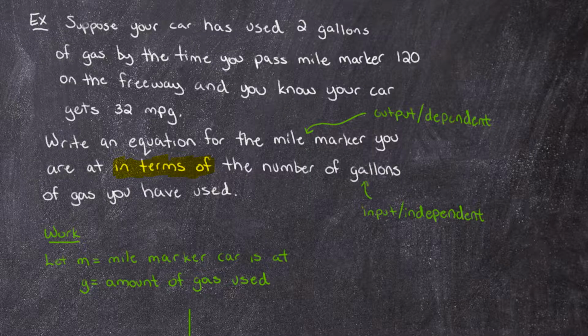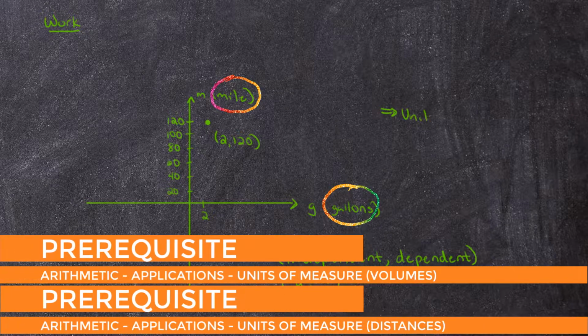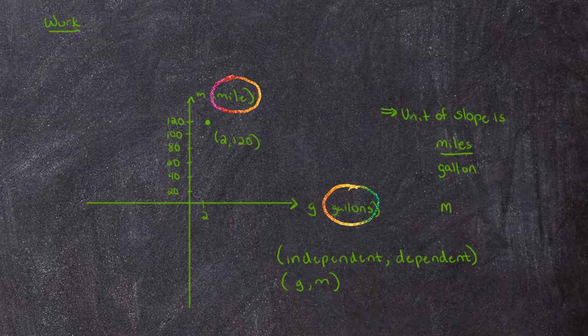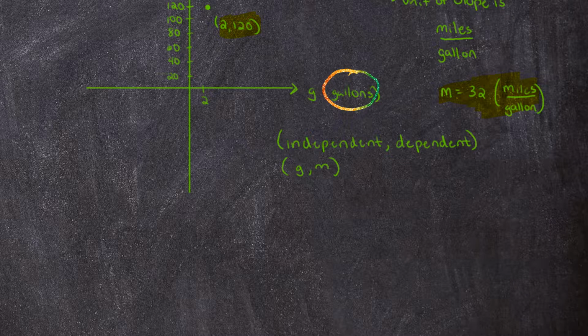We now look at the third piece of information given to us. Your car gets 32 miles per gallon. This is a rate of change, also known as a slope. And looking at our units for the axes, we see that miles over gallons is definitely the rise over run for this situation. Hence, the slope of our equation will be 32, and that's 32 miles for every 1 gallon. So now we have a point, (2, 120), and a slope, 32.